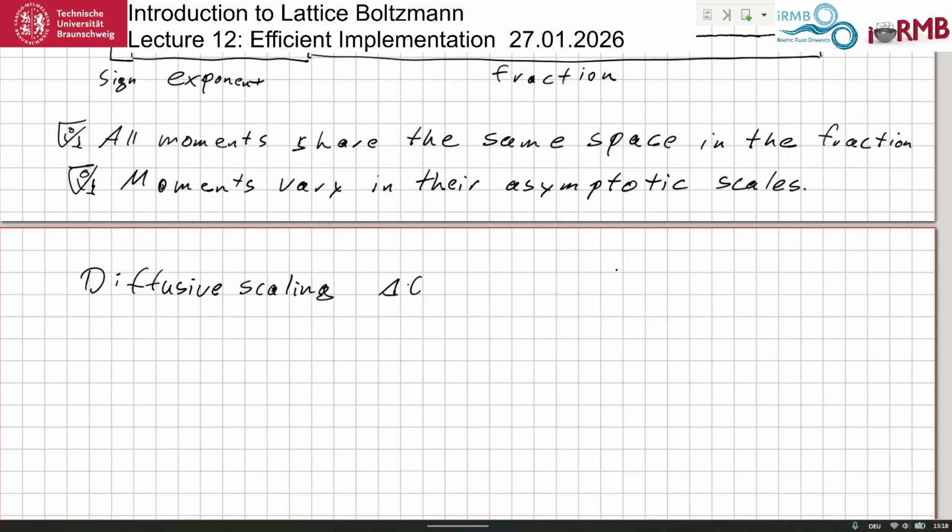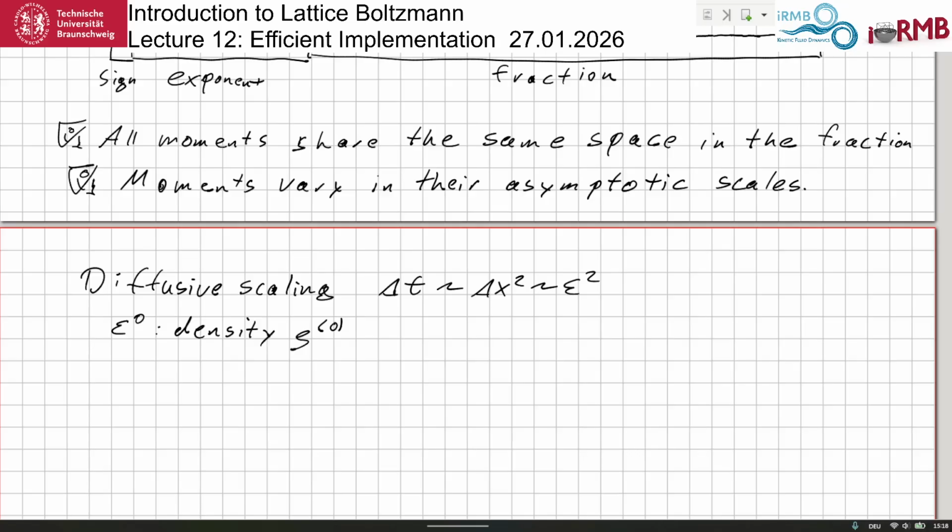So diffusive scaling again means delta t is proportional to delta x squared, which is proportional to epsilon squared. Right, so this is how we define this. And then we have different physical quantities at different orders. So at epsilon to the order 0, what we have is the actual density of the fluid. So density, this is rho to 0 order. So epsilon to 0 order is a constant, yeah? So this is their background density, yeah?